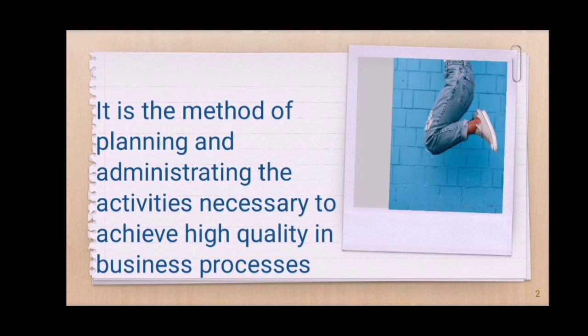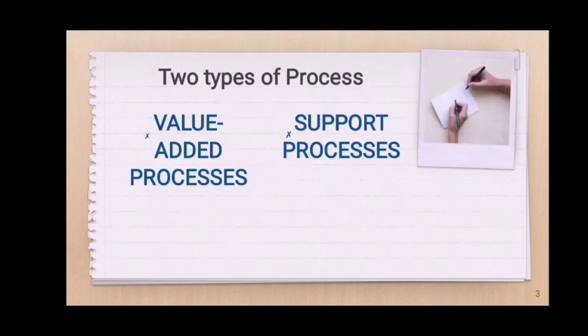So process management simply reduces opportunities for errors and rework, and it allows companies to better organize resources and increase productivity. So there are two types of process, the value-added processes and the support processes. So first is the value-added processes. It is essential for running the business and achieving and maintaining competitive advantage, which transforms raw materials or work in progress into much more valuable goods and services to the customers, such as the design process, the production process, or the delivery process.